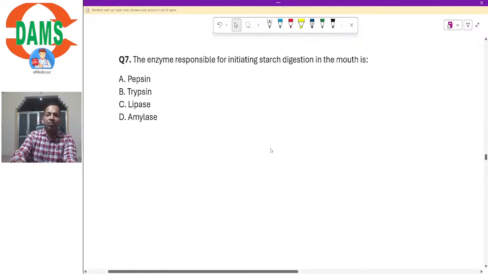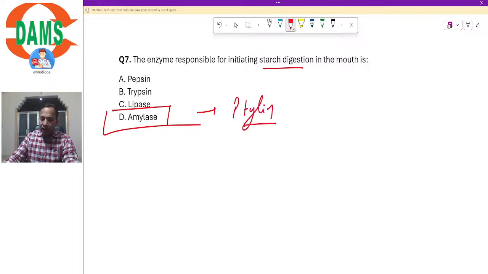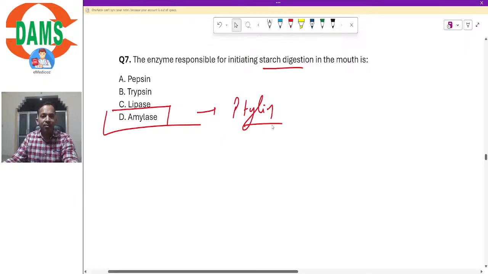The enzyme responsible for initiating starch digestion in mouth is. तो इनमें से कौन सा एंजाइम है जो कि स्टार्च को डाइजेस्ट करेगा? सिंपल है, हमने वहां पर लिखा था, राइट? पेप्सिन, ट्रिप्सिन, लिपेज, अमाइलेज. तो आंसर क्या है इसका करेक्ट? अमाइलेज, isn't it? Salivary amylase. It is also known as ptyalin, right? The salivary amylase is also known as ptyalin.